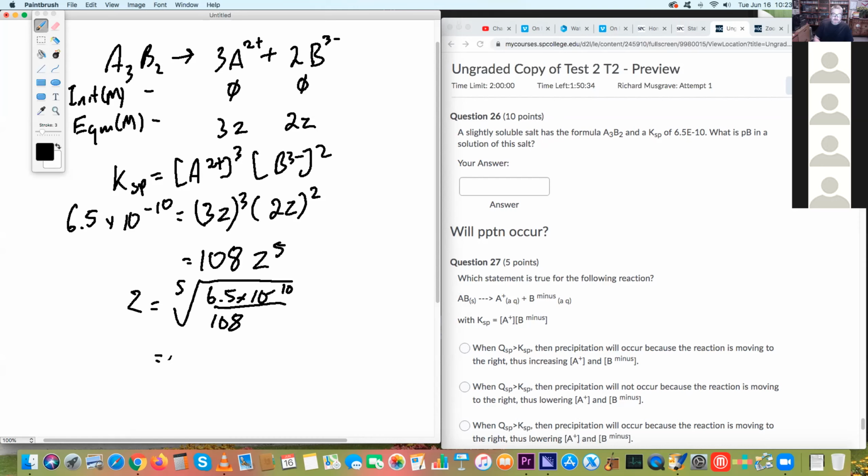In your calculator, you put 6.5 times 10 to the negative 10 divided by 108, get an equals on that, get an amount, and then do Y to the X, and then you could use parentheses 1/5, or you can just do 0.2. Okay. And that will give you the Z value. Okay, I get 5.7 times 10 to the negative 3 for Z.